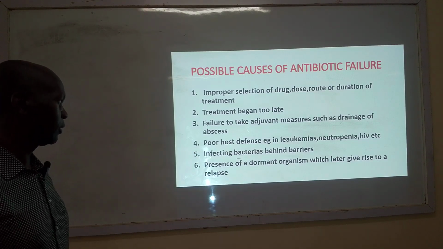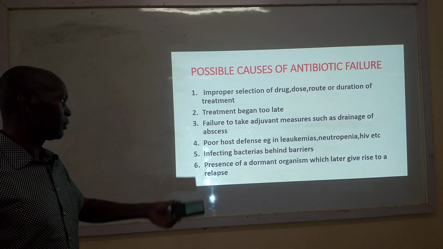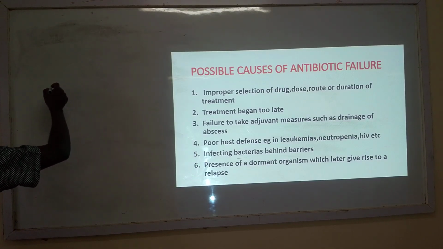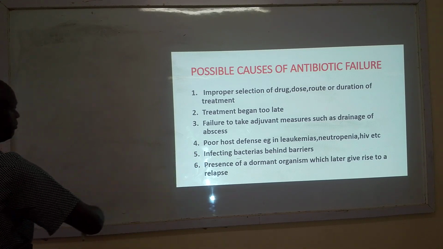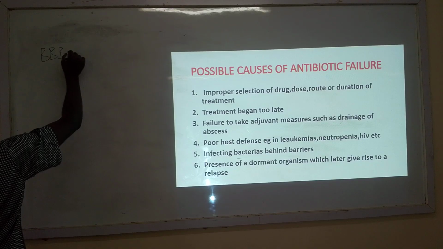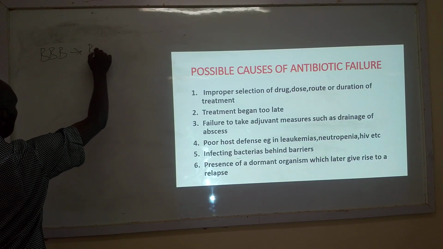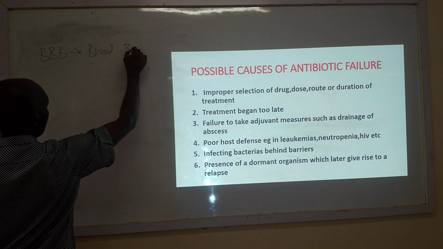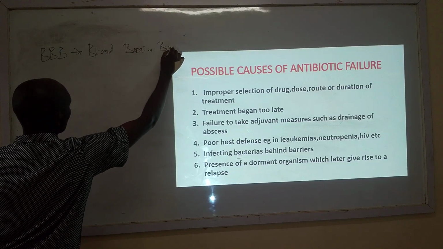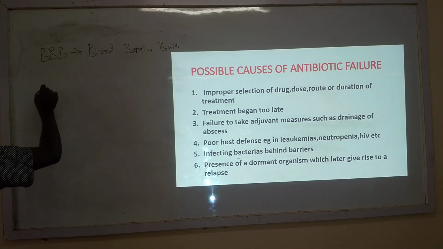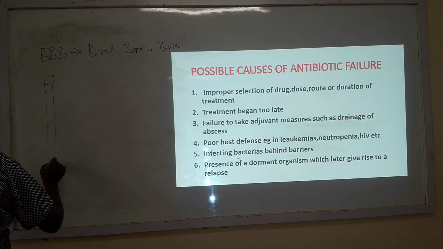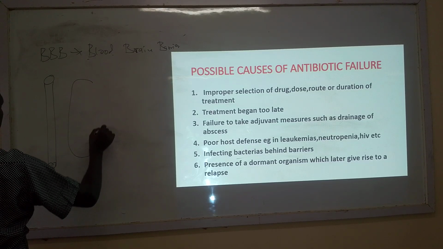When there is poor host defense mechanism, or when the infecting bacteria are behind barriers. So what does this one mean, behind barriers? Let's use an example of the BBB in the brain. This is the blood-brain barrier. So what does this mean? It means our circulation is here, and maybe our brain is here.